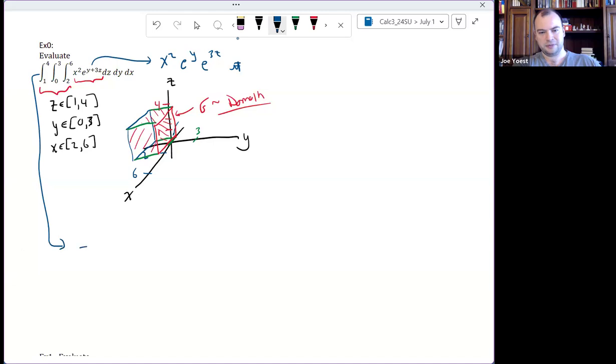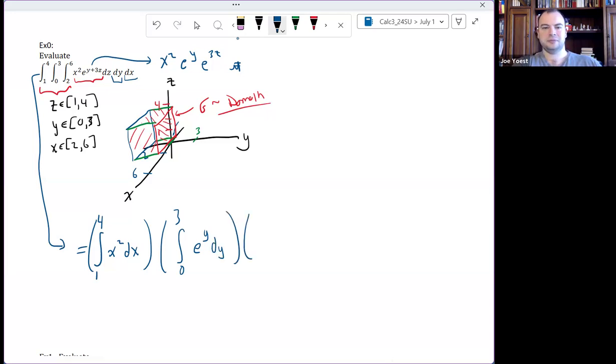So if I want to take a shortcut, I can actually pull all of these apart. Integral 1 to 4, that goes with x. So that's my x squared dx times integral 0 to 3. That's my y integral. So that's e to the y dy. And then integral 2 to 6. That's my z integral. So that's e to the 3z dz.